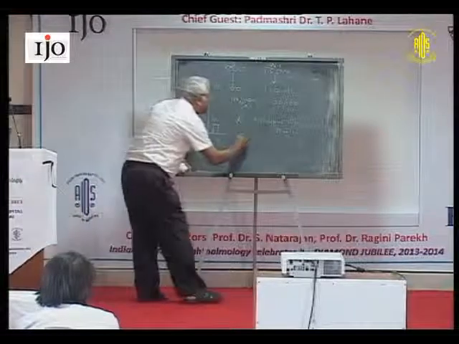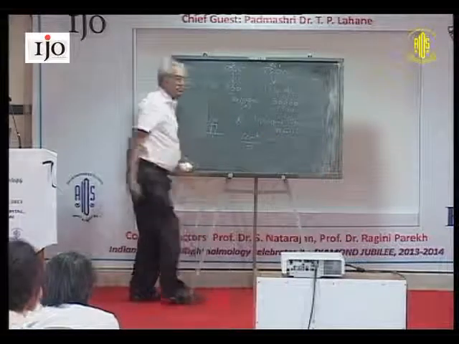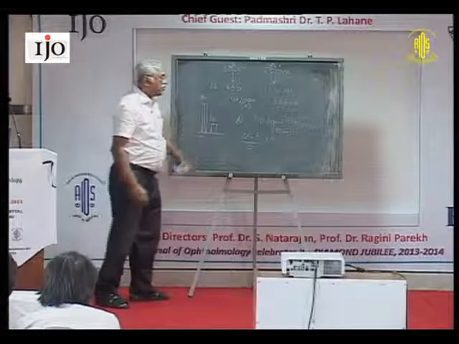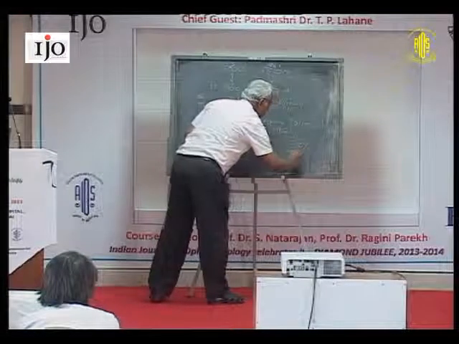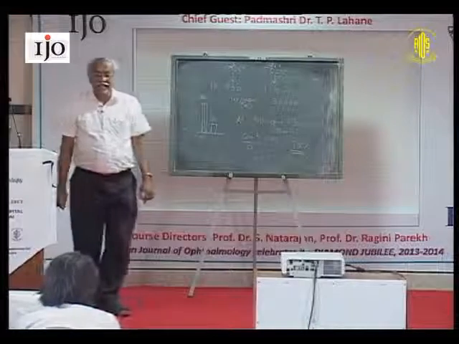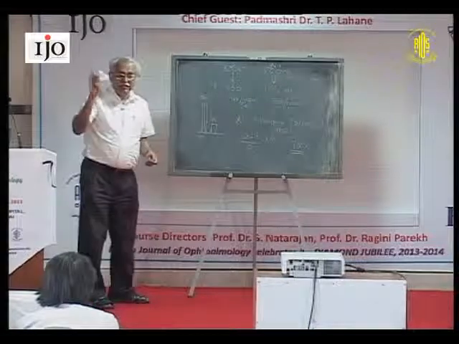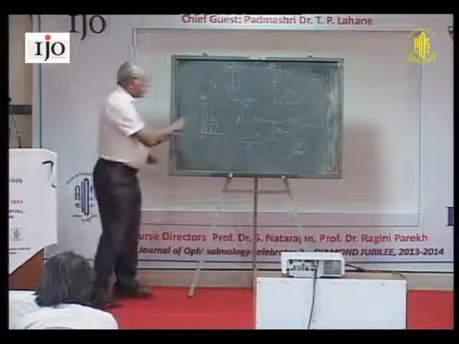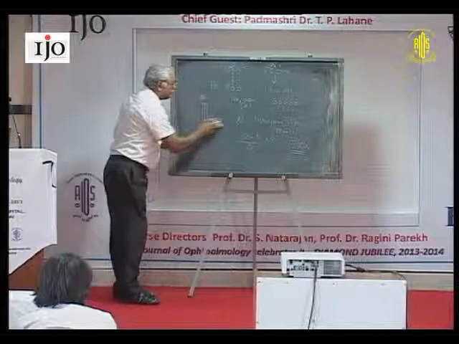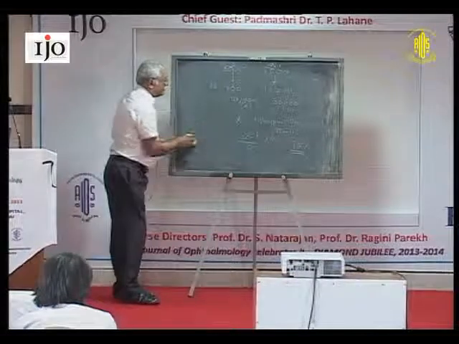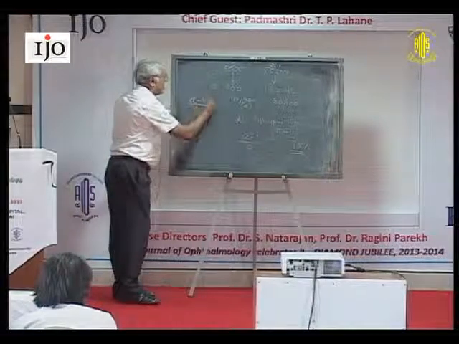So in other words, it comes as A minus B by A into 100. And in this case, it would work out to 75%. That is called the percentage attributable risk. Got it? If you don't follow, just put up your hand. We found the difference and expressed it as a percentage of total. A minus B by A into 100.